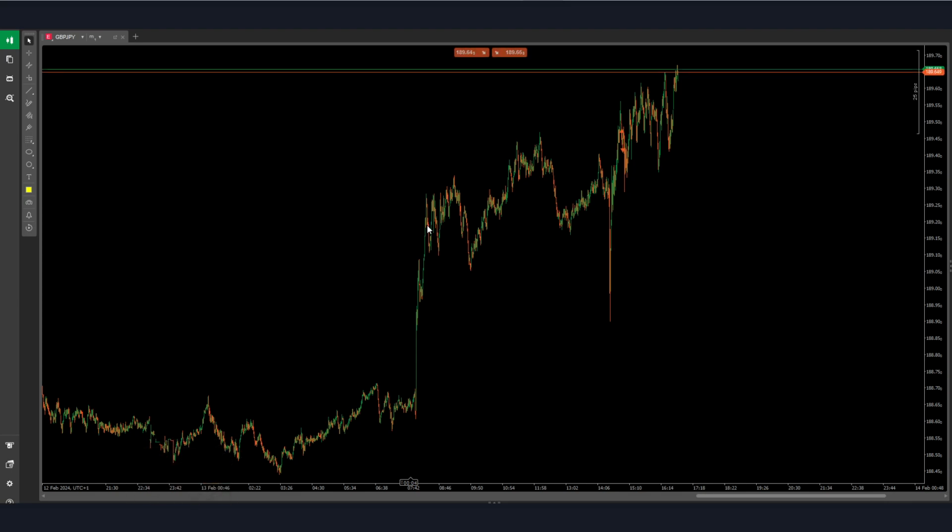Today is the 13th of February, it's a Tuesday, and of course it's the big day of the CPI. So today we had the CPI during the New York session, and we're going to see the impact that it had mainly on the USD pairs.